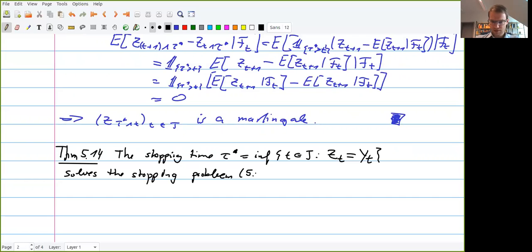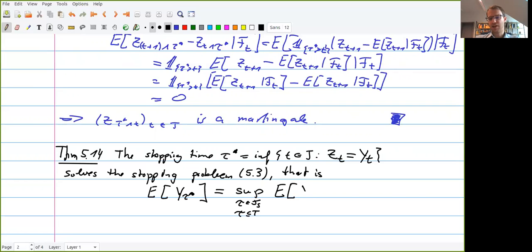So this is the first problem I wrote down. This is 5.3 in the lecture notes, but what does it mean here? If I stop the process Y with respect to the stopping time tau star, the expected value of it is equal to the supremum among all stopping times which are bounded by T. And then I consider the expected value of Y stopped among this set of stopping times.